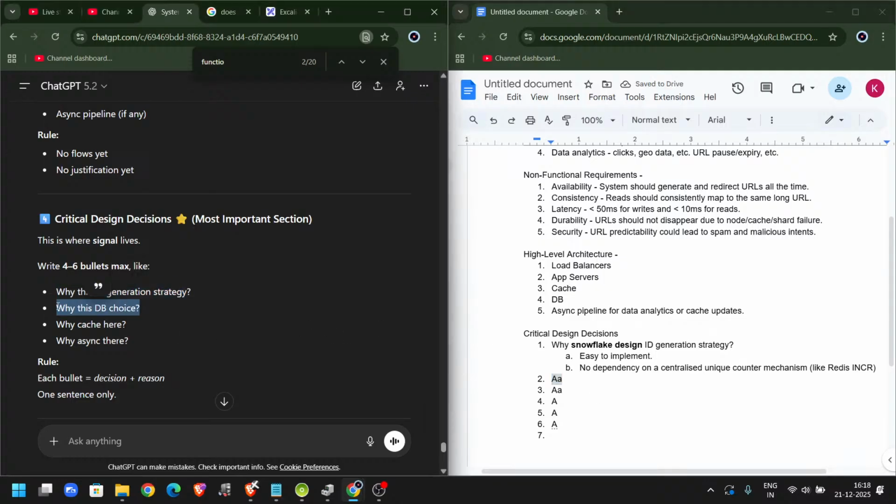Why this DB choice? SQL. Why SQL DB choice? Because simple and consistent schema.